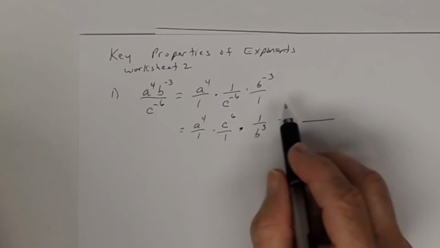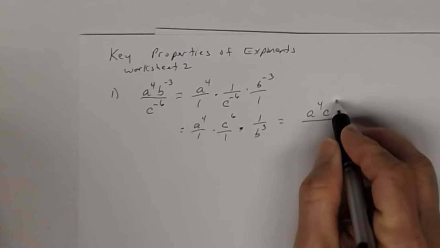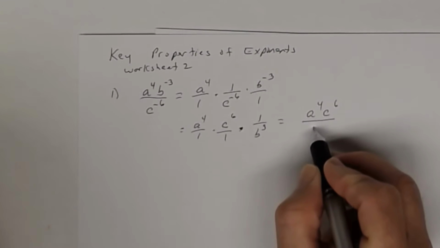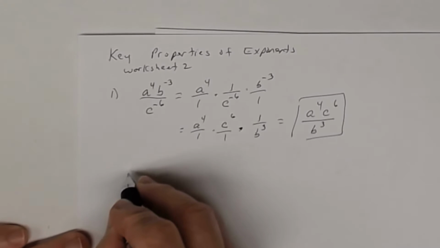expressions. So you're going to say a to the 4th times c to the 6th times 1 is a to the 4th times c to the 6th. And then 1 times b to the 3rd power is b to the 3rd power. Okay? All right, so let's look at number 2.